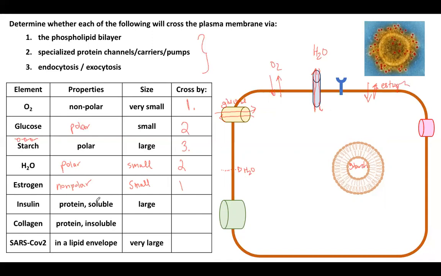Insulin is a protein. It's soluble and it's large. Now, although it's soluble, it's very large. So in order to go in or out of the membrane, it has to go through exocytosis. So usually insulin is meant for binding onto a receptor to allow glucose to go through. But in the case of a cell releasing insulin, it's going to leave via exocytosis.